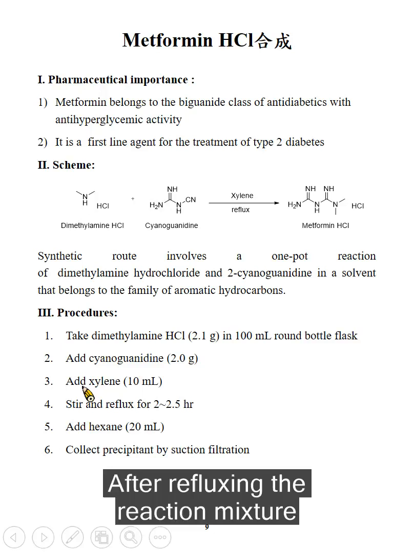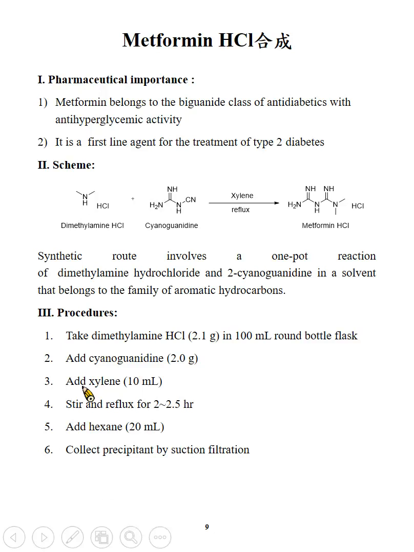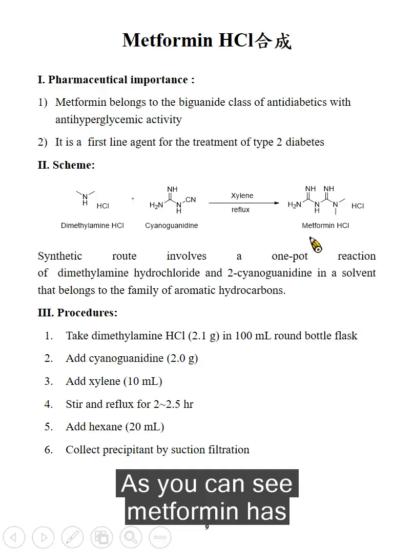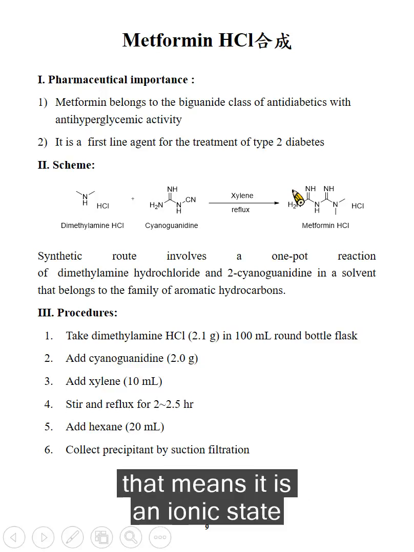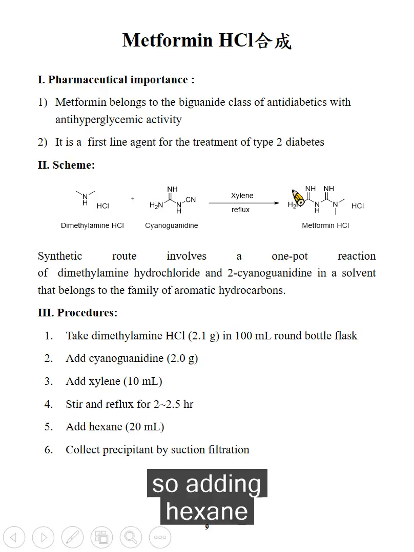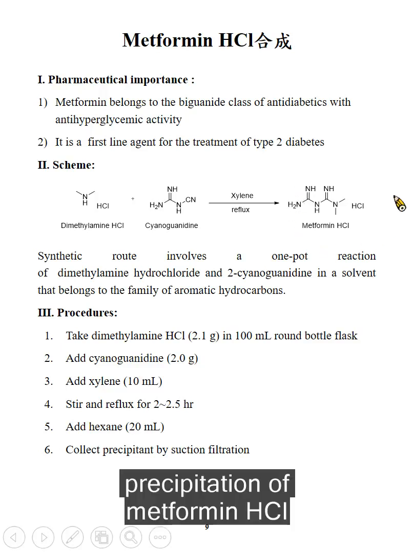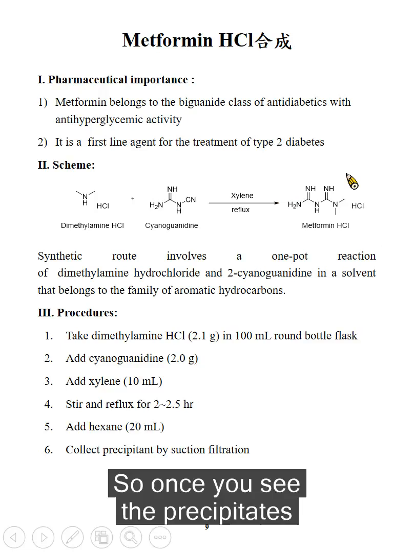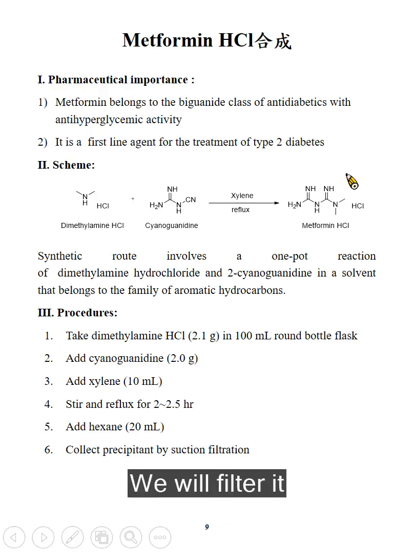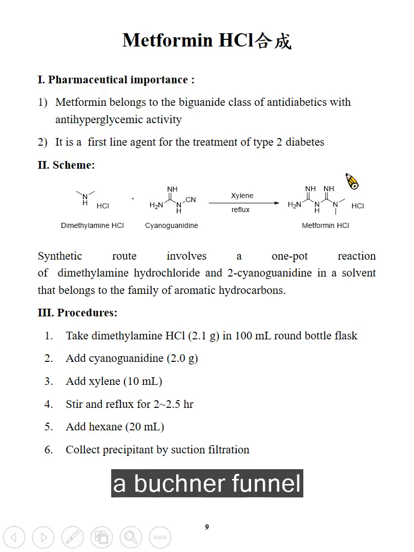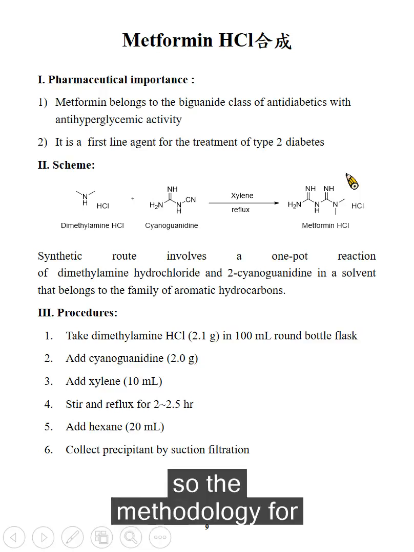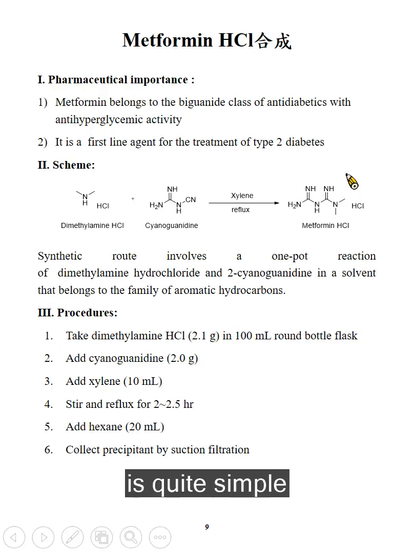After refluxing the reaction mixture for around 2 to 2.5 hours, we will add hexane. Now, as you can see, metformin has been synthesized in the form of hydrochloride salt. That means it is in ionic state, very polar. So adding hexane will lead to precipitation of metformin hydrochloride. So once you see the precipitate, we will filter it by suction filtration using a Buchner funnel. So the methodology for the synthesis of metformin hydrochloride is quite simple.